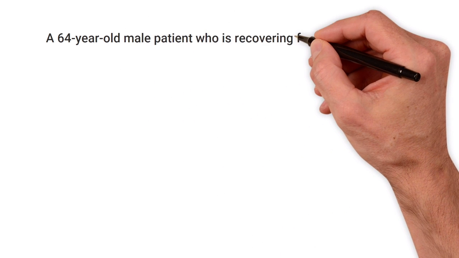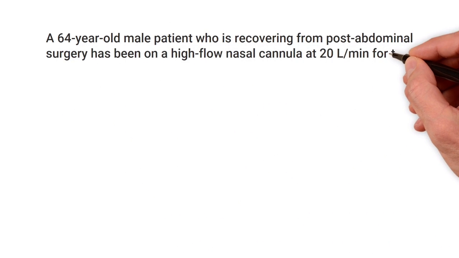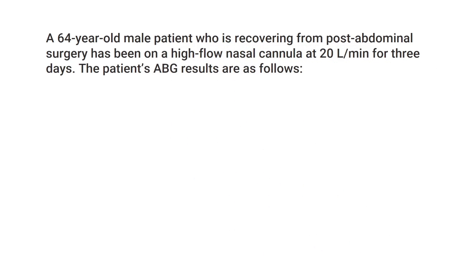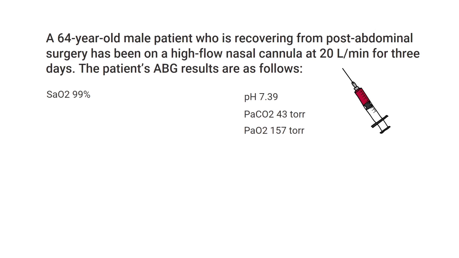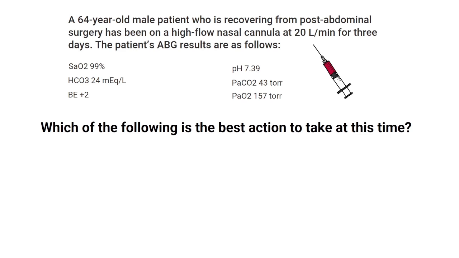A 64-year-old male patient who is recovering from post-abdominal surgery has been on a high-flow nasal cannula at 20 liters per minute for 3 days. The patient's ABG results are as follows: pH of 7.39, PaCO2 of 43, PaO2 of 157, SaO2 of 99%, bicarb of 24, and a base excess of +2. Which of the following is the best action to take at this time?